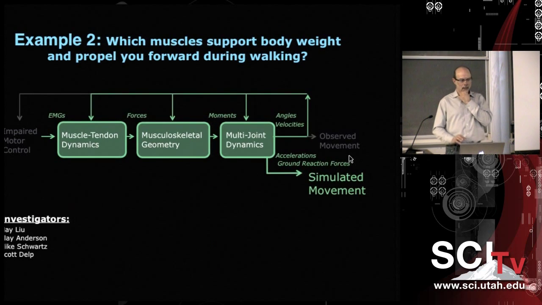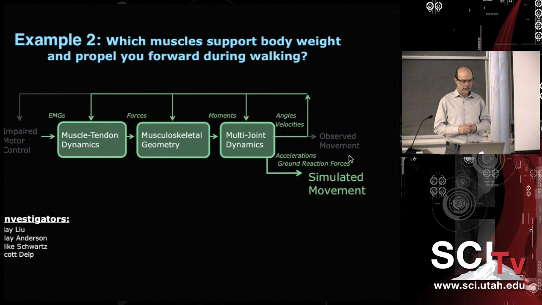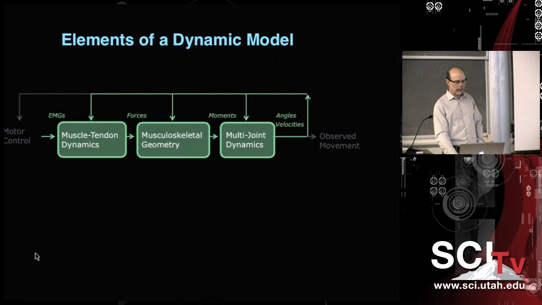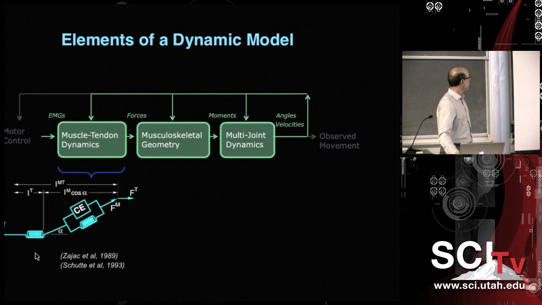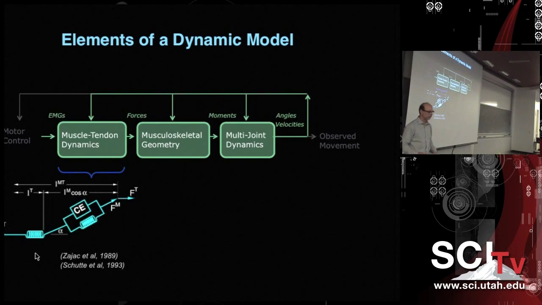This next example, we ask a more fundamental question, which is, which muscles support your body weight and propel you forward during walking and during running and during crouch gait? I did this together with a talented graduate student, Mei Liu, and Mike Schwartz from the Gillette Children's Hospital as well. And to do this, you need a dynamic simulation in which you have some way to estimate neural control. You give that neural control to a set of muscles.